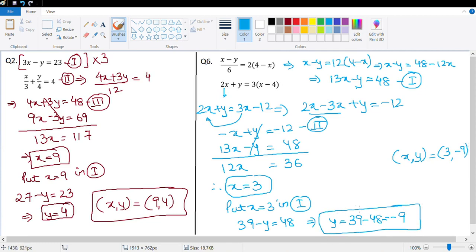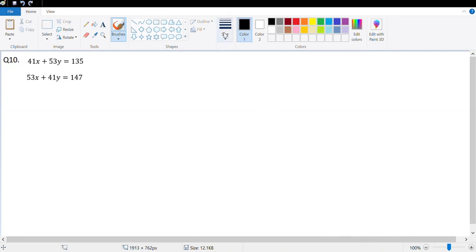So in my opinion, this is the easiest method of solving simultaneous equations. Let's figure out what you like. Right? One more question, and this time a completely different kind of a question.